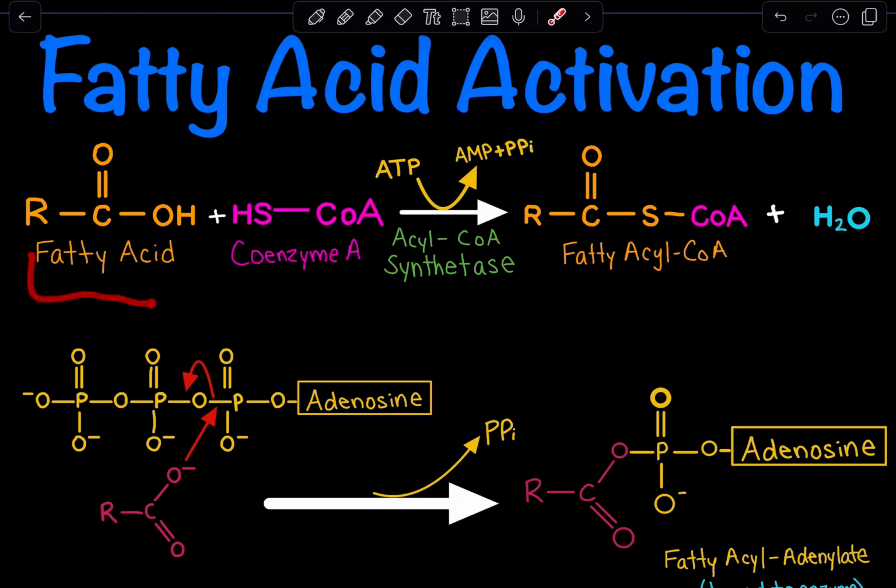When the fatty acid forms that bond with the coenzyme A, we get fatty acyl-CoA. This reaction is catalyzed by acyl-CoA synthetase, and it utilizes ATP, and we're going to get AMP and pyrophosphate as byproducts along with water.